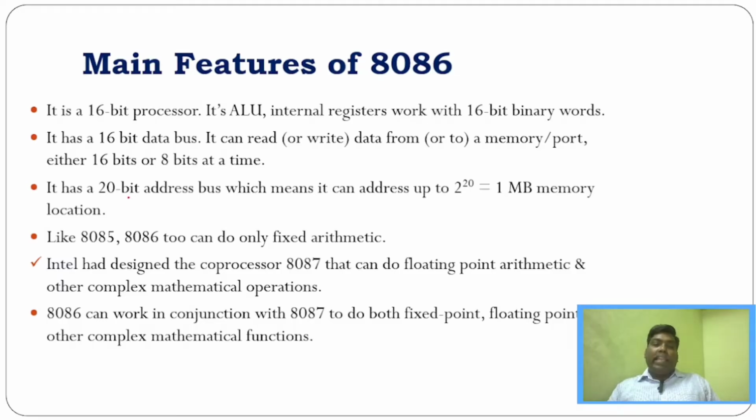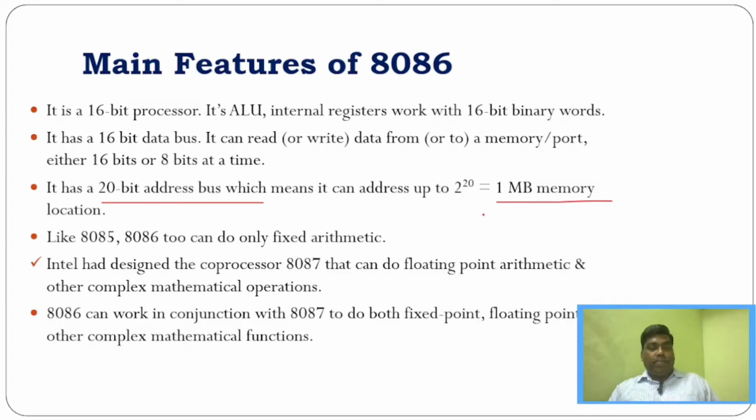Very importantly, it has a 20-bit address bus, whereas it has a 16-bit data bus. With a 20-bit address bus, we can have 1 MB of memory locations, because 20 address lines, which is 2 to the power of 20, give approximately 1 MB of memory locations.